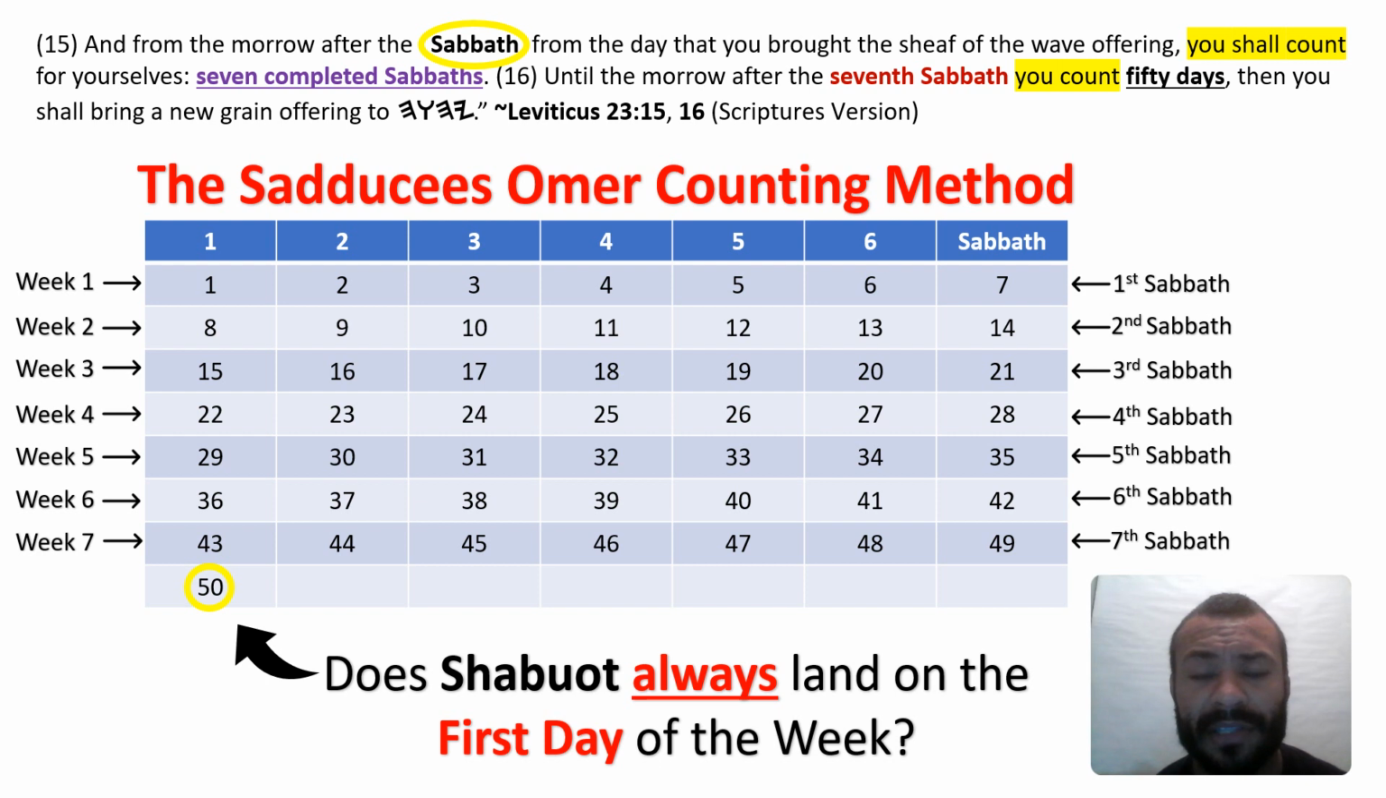But today we're going to continue our look, and we're really trying to figure out, even though the Sadducee method has the 7 weeks, the 7 Sabbaths, 50 days, nevertheless, we need to ask some very serious questions. Are these the correct 50 days? And the answer is no. Are these the correct 7 weeks? And the answer is no. And are these the correct Sabbaths?